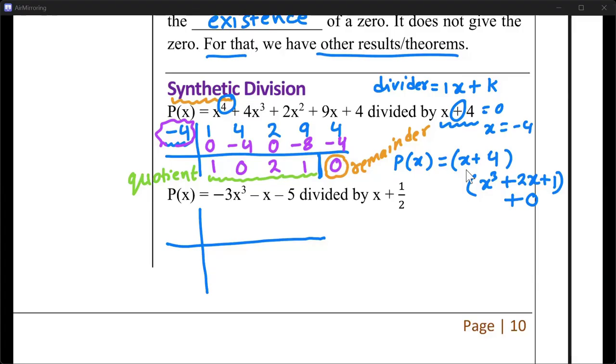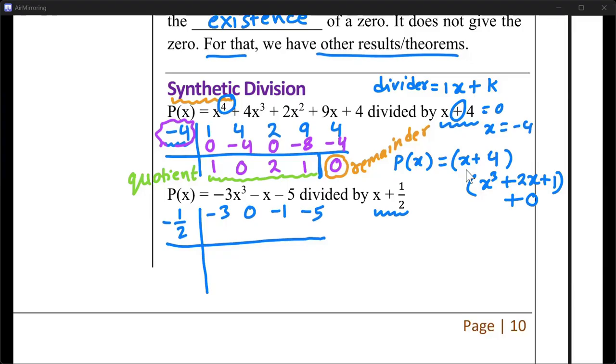Okay. Now again, you are dividing by x plus half. So you write minus half here. Then you write the coefficients of the polynomial, right? Which is minus 3. That is x cube. Then x square is missing. So you have a 0 there. Okay. Minus 1x minus 5. So that is another thing that you have to be aware of and conscious.